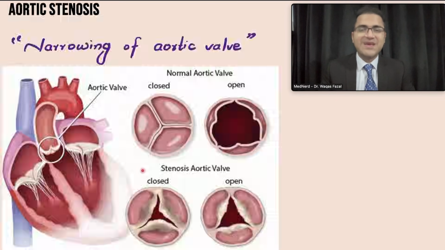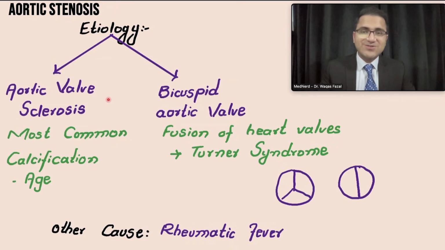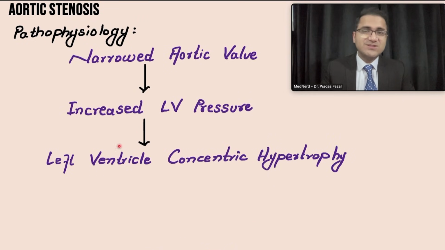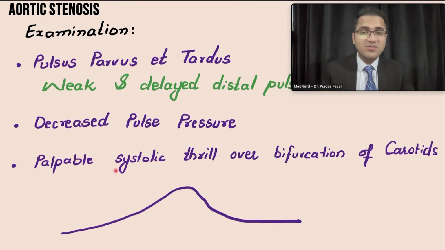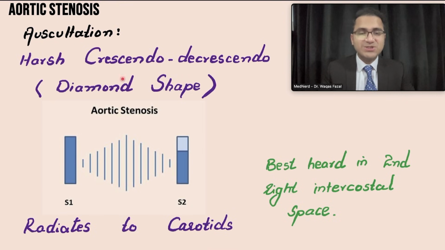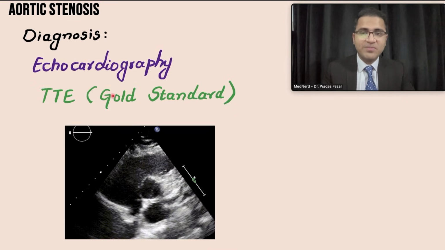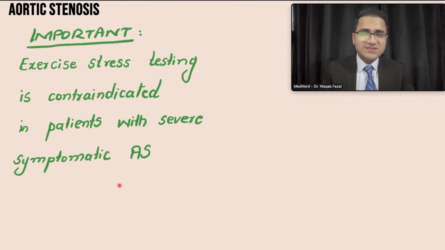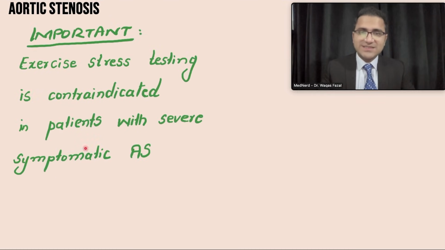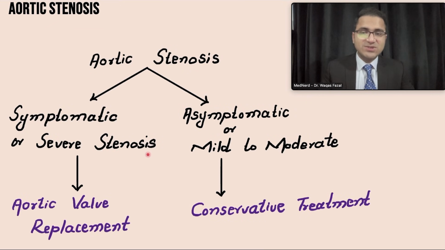We talked about what is aortic stenosis, what are the causes of aortic stenosis, what is the pathophysiology. SAD: syncope, angina, and dyspnea are the common presentation. Pulsus parvus et tardus, delayed distal pulses, diamond-shaped pulse, also seen in HOCM. Echocardiography is done, which is the gold standard. If inconclusive, then cardiac catheterization is done. ECG is a supportive thing. Exercise stress testing is contraindicated in these patients.